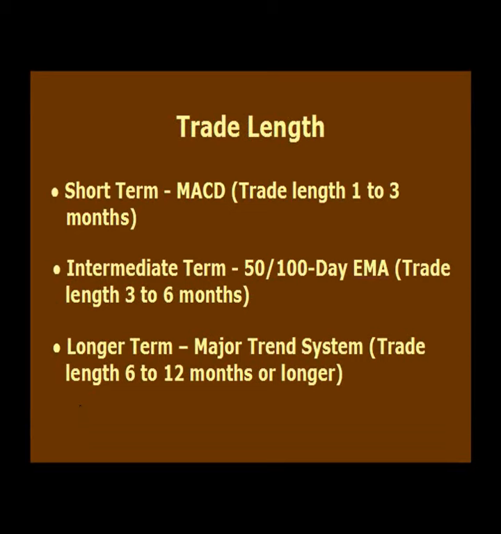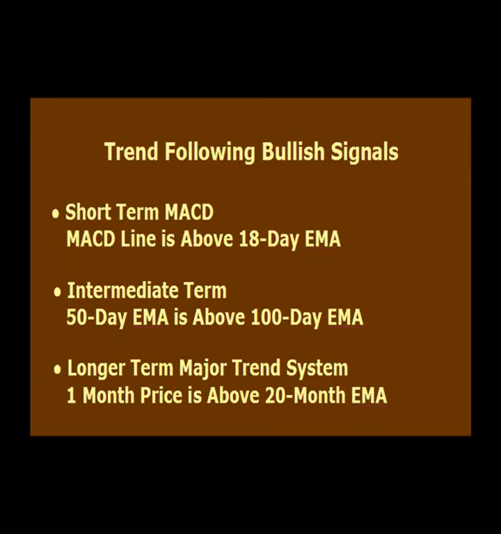For short-term trades of 1 to 3 months, I use MACD to determine the price trend. For intermediate-term trades of 3 to 6 months, I use the 50 and 100-day exponential moving average crossover, and for longer-term trades of 6 to 12 months or even longer, I use the major trend system to determine the price trend. When the price trend is bullish, we want to implement bullish option strategies, and when the price trend is bearish, we want to implement bearish strategies. In this video, we are going to focus on bullish strategies.